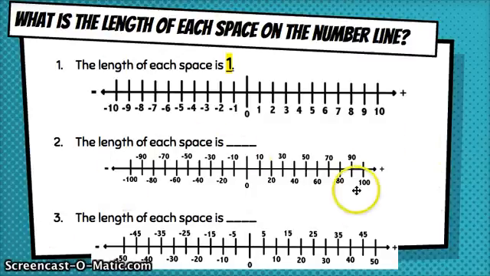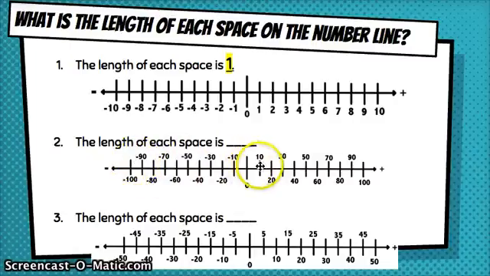But what about this one right here? We're not going by ones. If I look here, I'm going 10, 20, 30, 40, 50, 60, and so on. And then in the negative direction, the same. Negative 10, negative 20, negative 30, negative 40, negative 50, and so on.